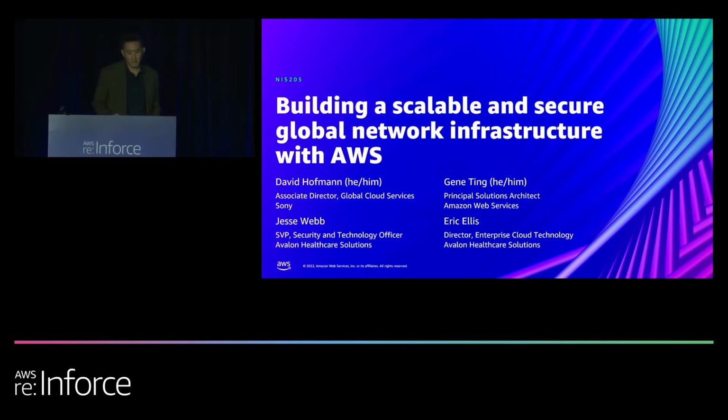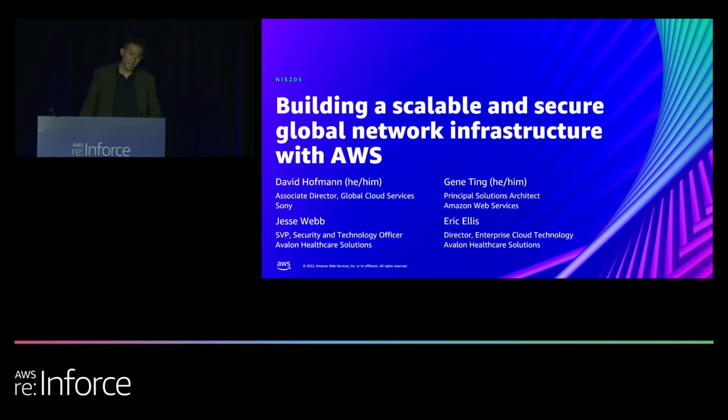Welcome to NIS205, building a scalable and secure global network infrastructure on AWS. My name is Gene Ting, a Principal Solutions Architect in Amazon Web Services. And today with me, three folks that also went on a similar journey: David Hoffman, Associate Director of Cloud Technology at Sony; James Webb, SVP of Security and Technology at Avalon Healthcare; and Eric Ellis, Director of Enterprise Cloud Technology at Avalon Healthcare as well.